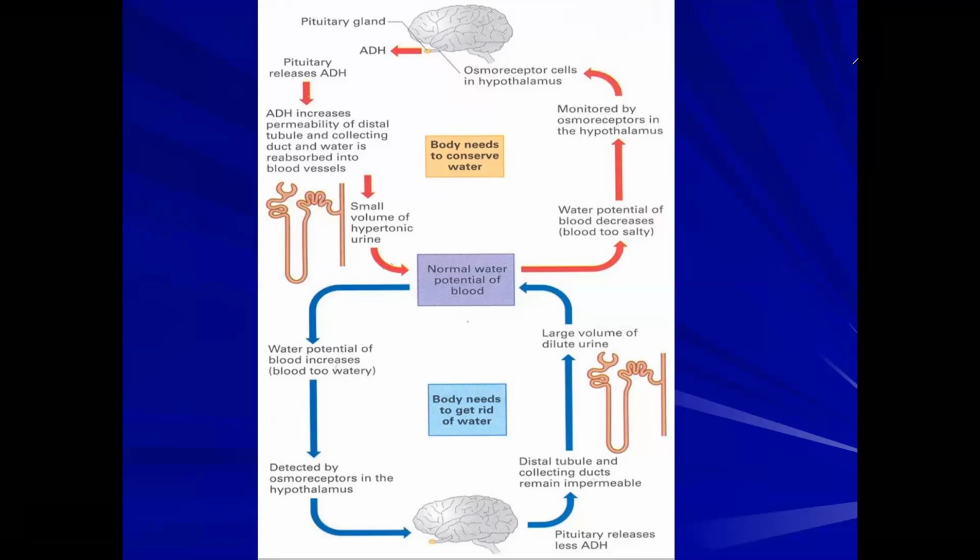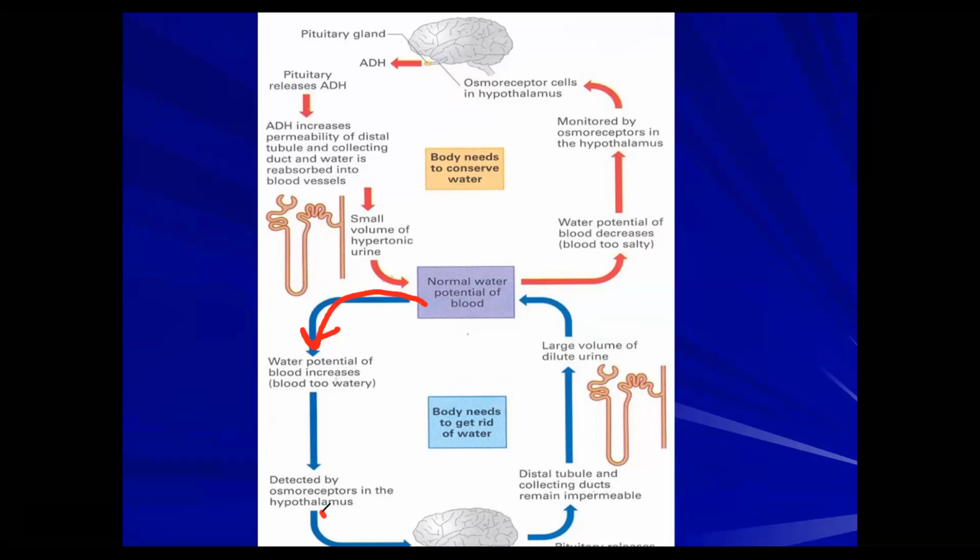essentially we just tracked this part of the loop where we talked about our body having too much water, and we talked about how it's going to release less antidiuretic hormone, thus diluting the urine and returning to normal.